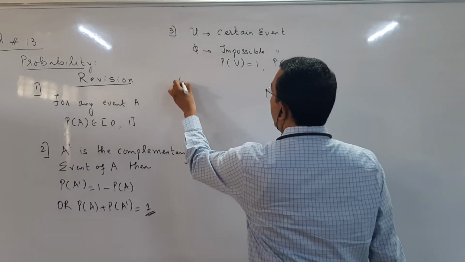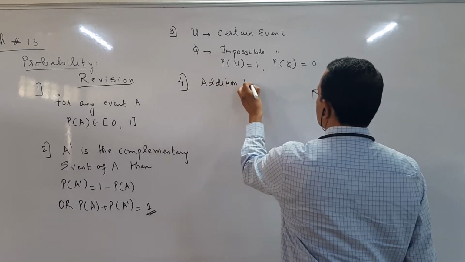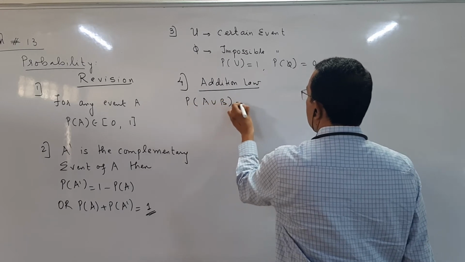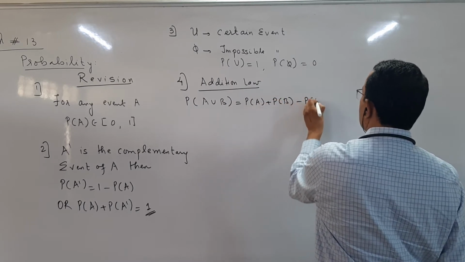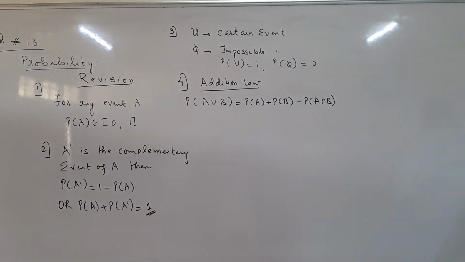Then comes addition law for two events. P of A union B is equal to P of A plus P of B minus P of A intersection B. This we have studied in set theory also. The same formula, P of A union B is equal to P of A plus P of B minus P of A intersection B.